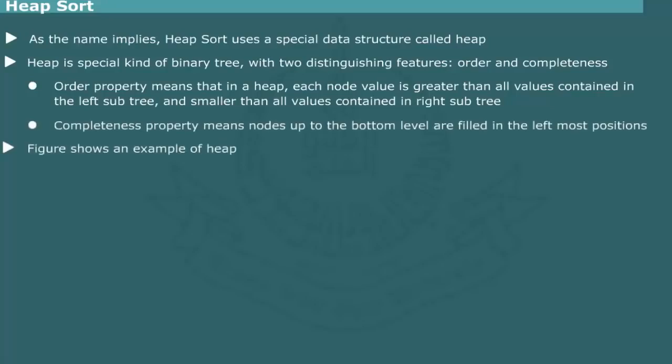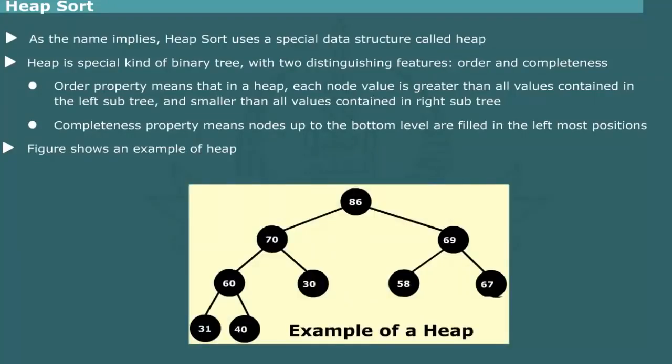The completeness property means that all nodes of the tree up to the bottom level are filled. The bottom level is filled from left to right. An example of heap is shown in figure.